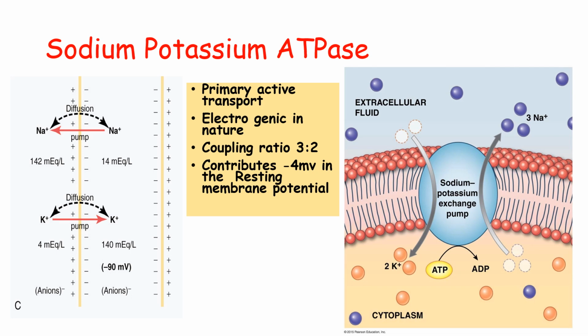More positive ions are leaving the cell and fewer positive ions are entering. The coupling ratio is 3:2. So what will happen? It will also contribute towards the resting membrane potential, and its contribution is -4 millivolts. Secondly, it also helps in maintenance of the resting membrane potential.